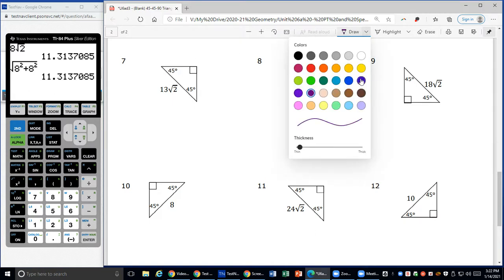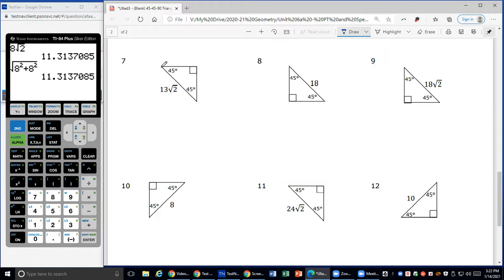So in this example, I know my hypotenuse is 13 square roots of 2. So I need to figure out how to work backwards from that. Okay, so let's see if we can see an example. I have a hypotenuse that has a 13 with a square root of 2 on it, and I want to know what these two legs were. I know they're both the same, right?